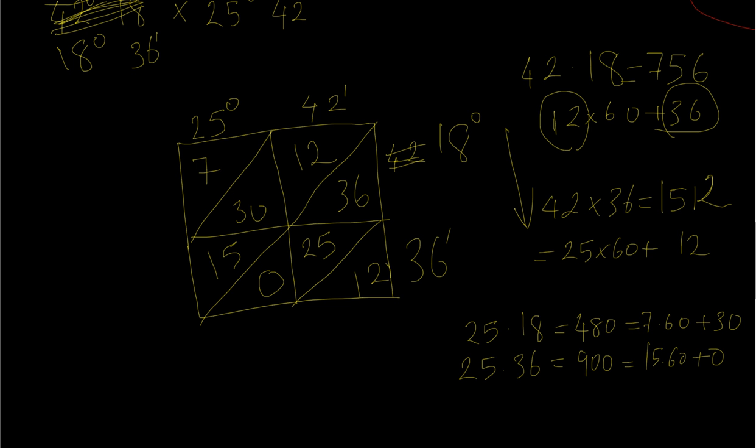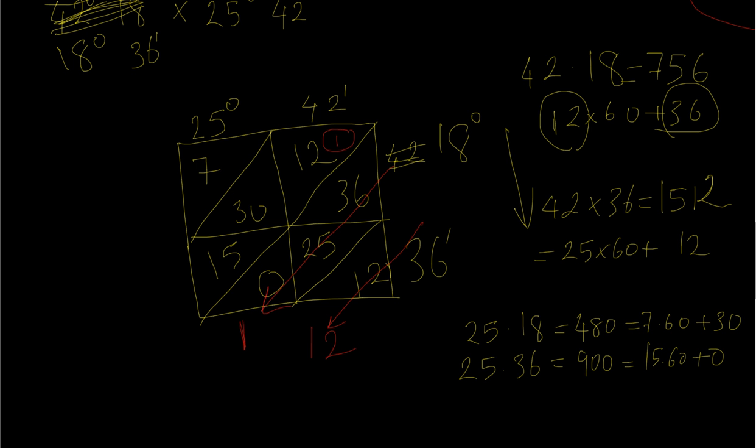So once we fill in all the spaces, all the triangles, we can now start adding. We are going to add all the numbers in a diagonal. So in this diagonal there is only one number, and it is just 12. In this diagonal we add 36 and 25, and it is equal to 61. So since it is greater than 60, we just put a 1 and carry a 1 over here.